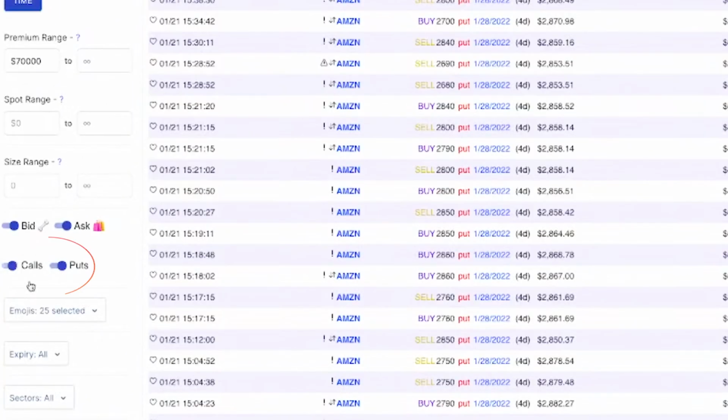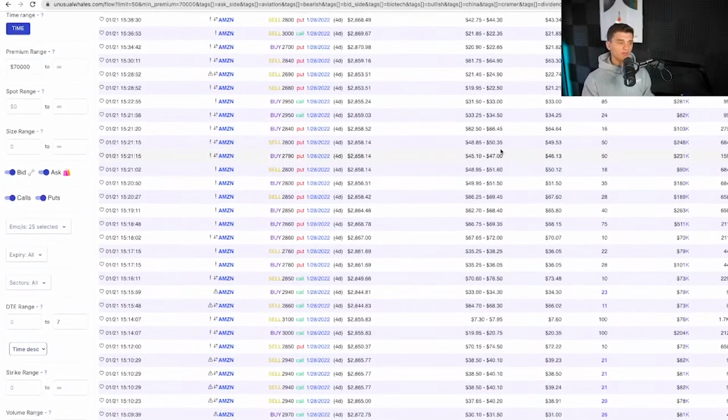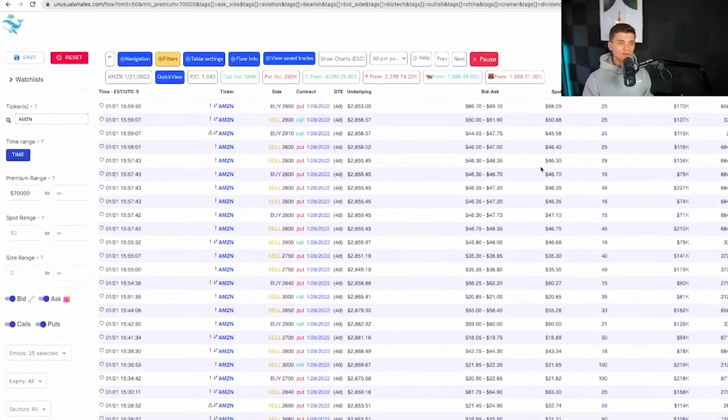So I'm going to go ahead and put the calls back on just to quickly go over. Obviously, like I said, this is going to open your page up to a lot more orders, which is fine. But as we can see, the put premium is definitely outweighing the call premium here. But again, what you want to look at is not just the total premium outweighing, you want to look at the size of the orders, right?